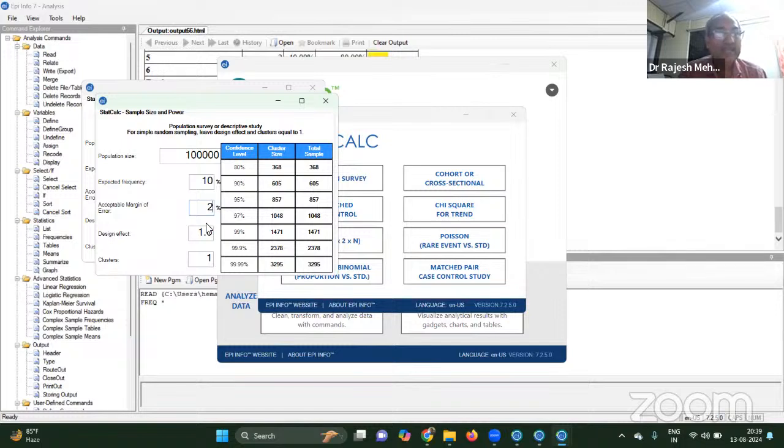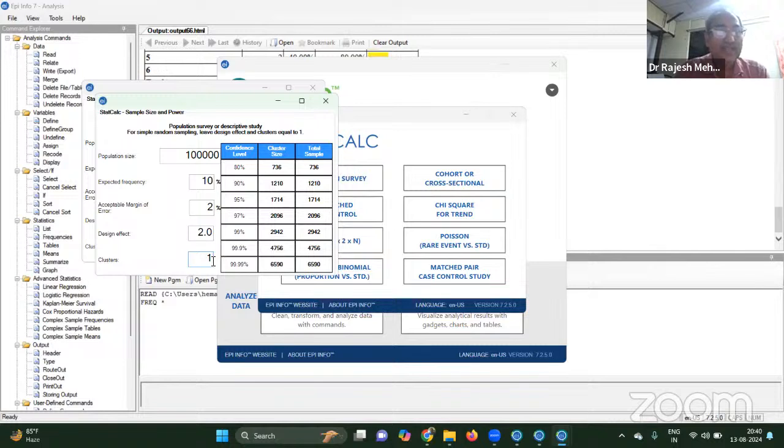Right? And design effect. If you have taken simple random sampling, you will keep a design effect of 1. But if you have taken stratified, then simple or systematic random sampling, you have done stratification caste wise, area wise, etc. Then you will have a design effect of 2. And for the cluster, if you want to take 10 clusters, 5 clusters like this, then you can decide the number of clusters. Usually we take 40 clusters and 6 in each.